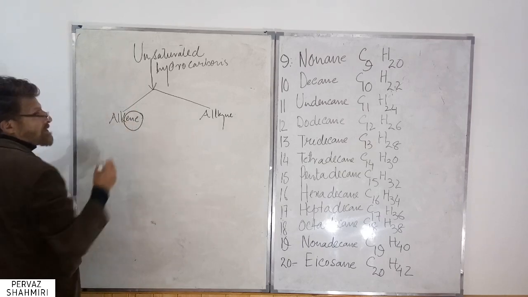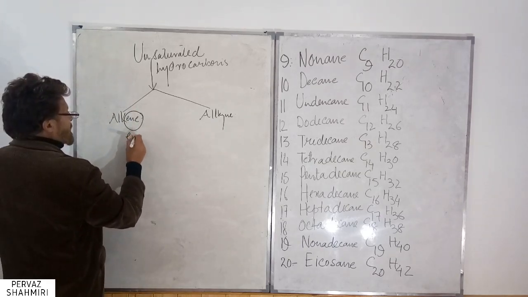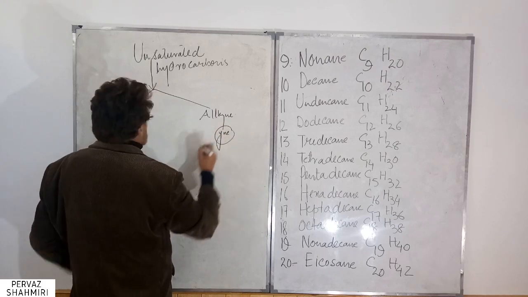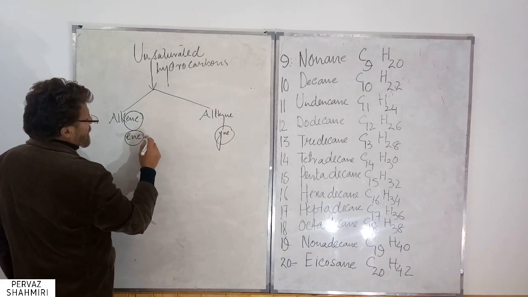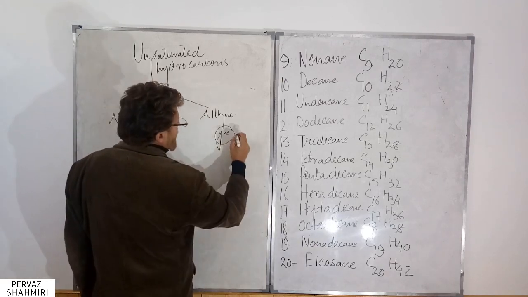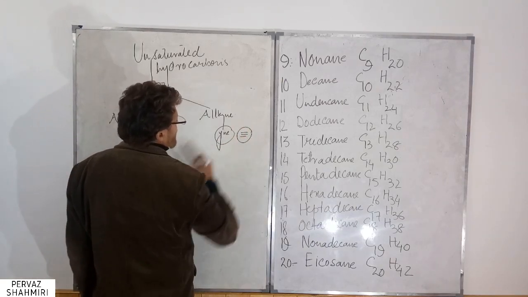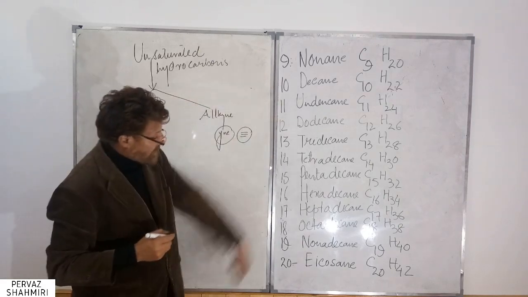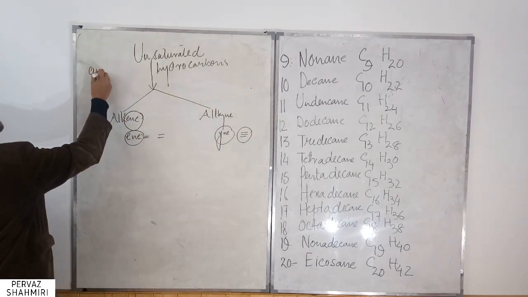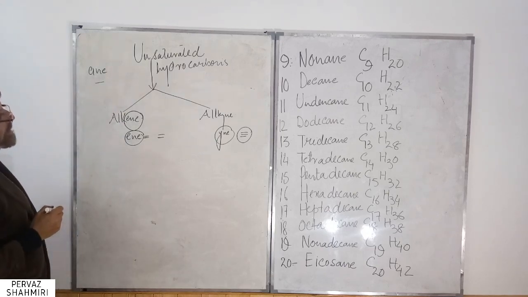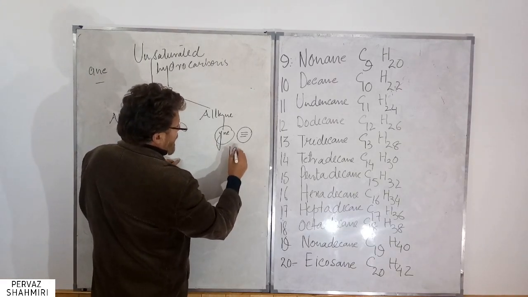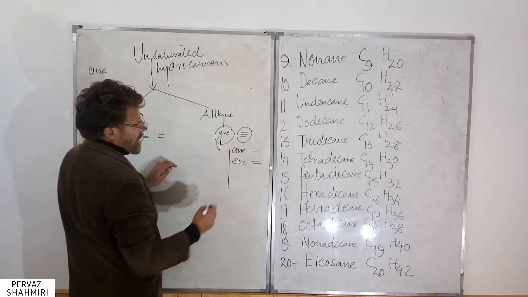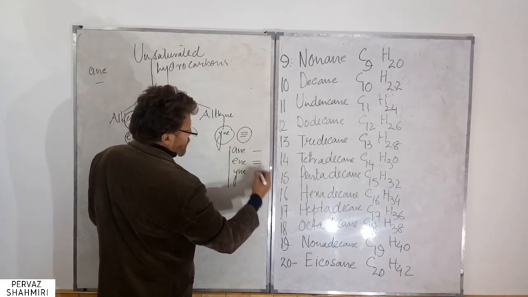Here you will find the suffix E-N-E, and here the suffix is Y-N-E. The suffix E-N-E signifies a double bond, and Y-N-E signifies a triple bond. If you remember, in the alkane series, the suffix A-N-E indicates a single bond. Now remember: A-N-E single bond, E-N-E double bond, Y-N-E triple bond.